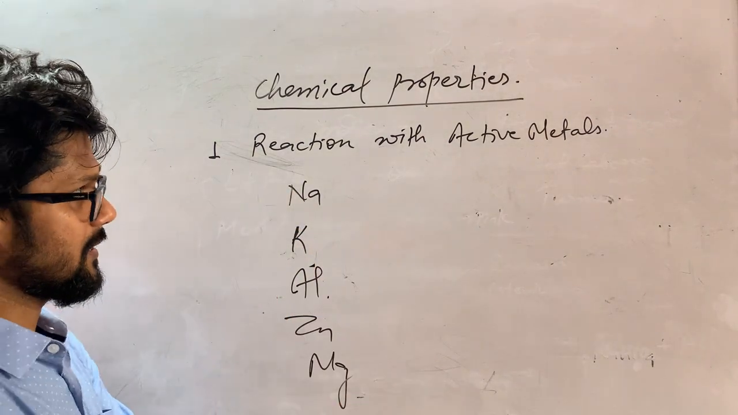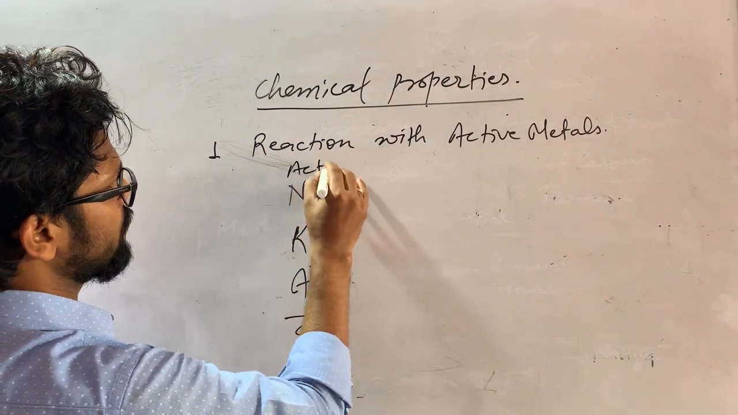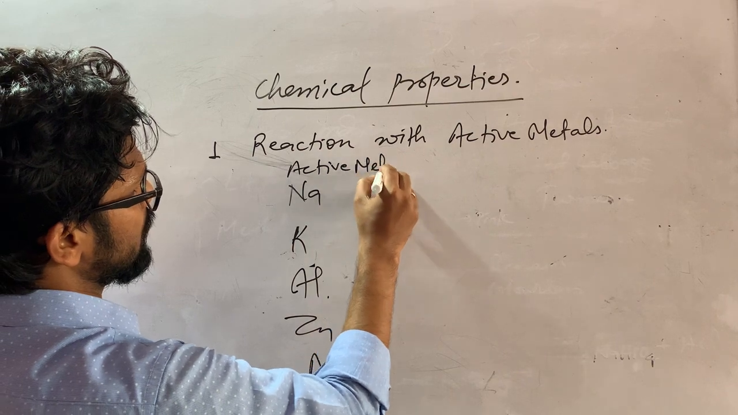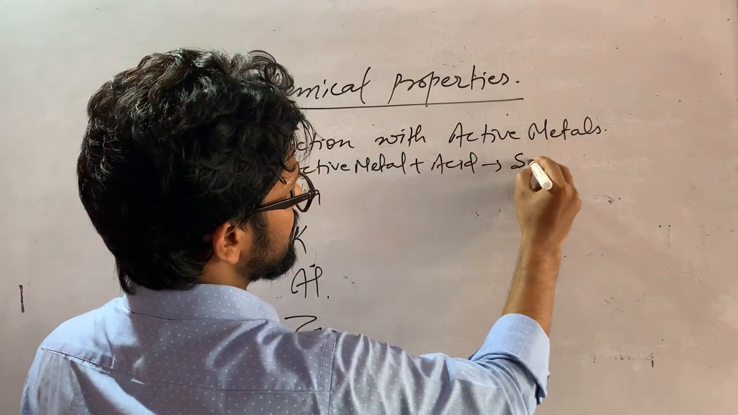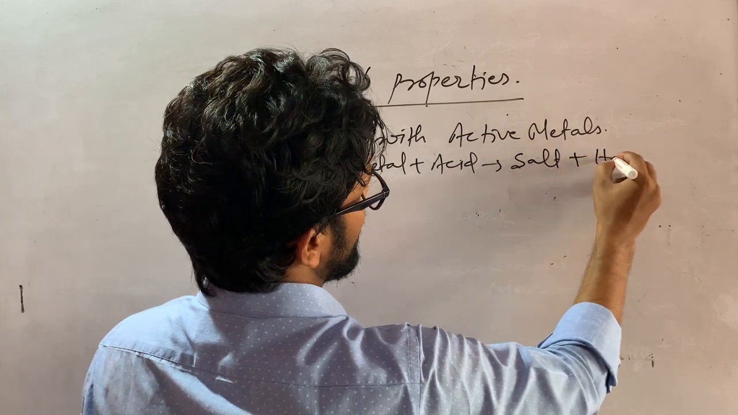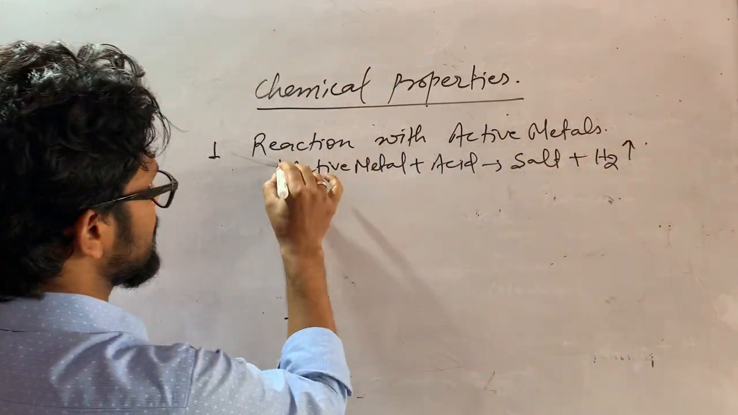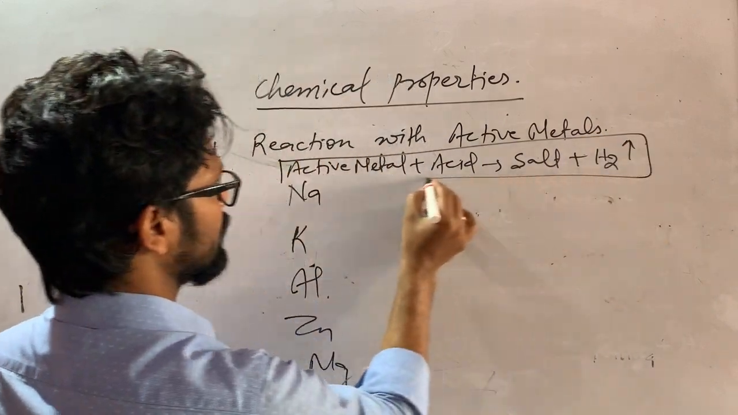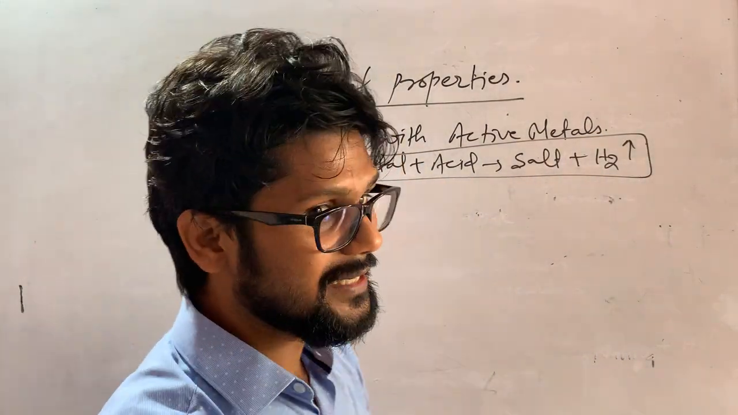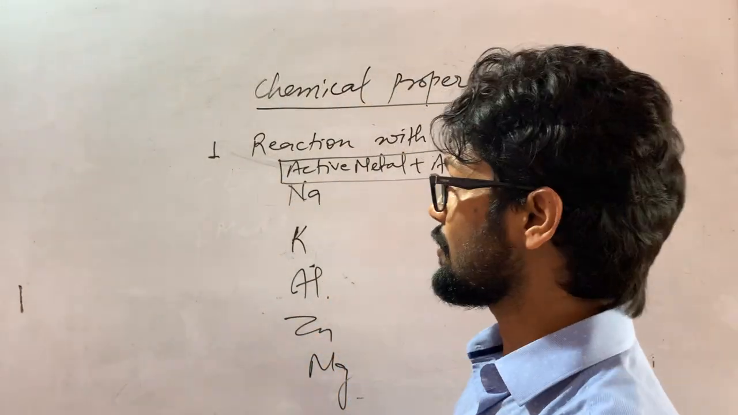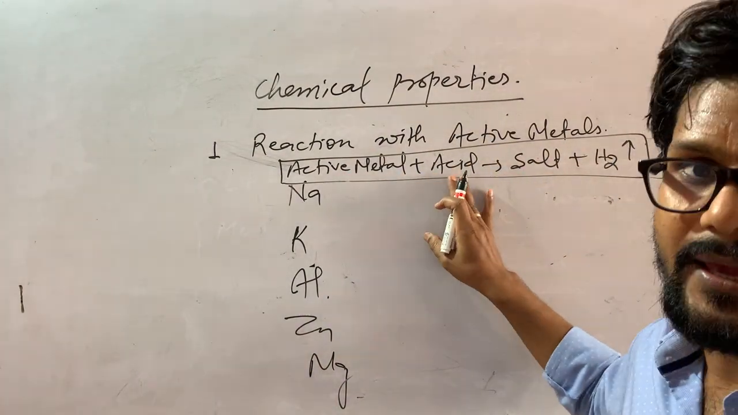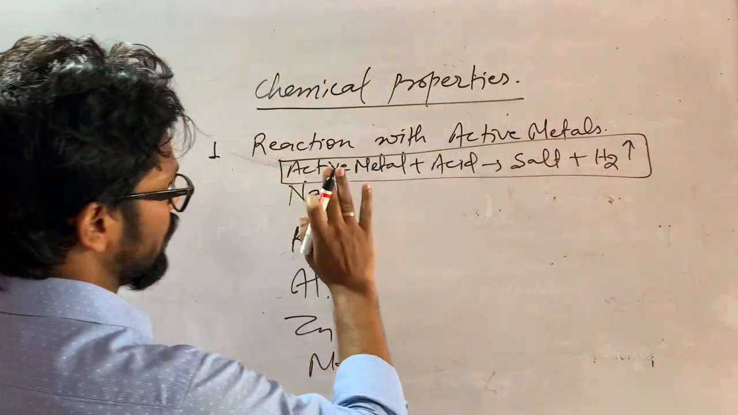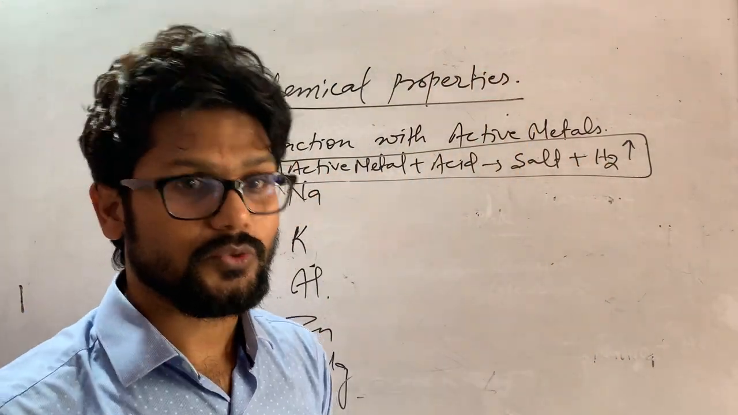The concept is, when active metals react with acid, they always give salt plus hydrogen gas. This concept you have to remember. If you remember this concept, you can easily write all kinds of reactions based on active metals and acids. So the concept is, always give salt and hydrogen.